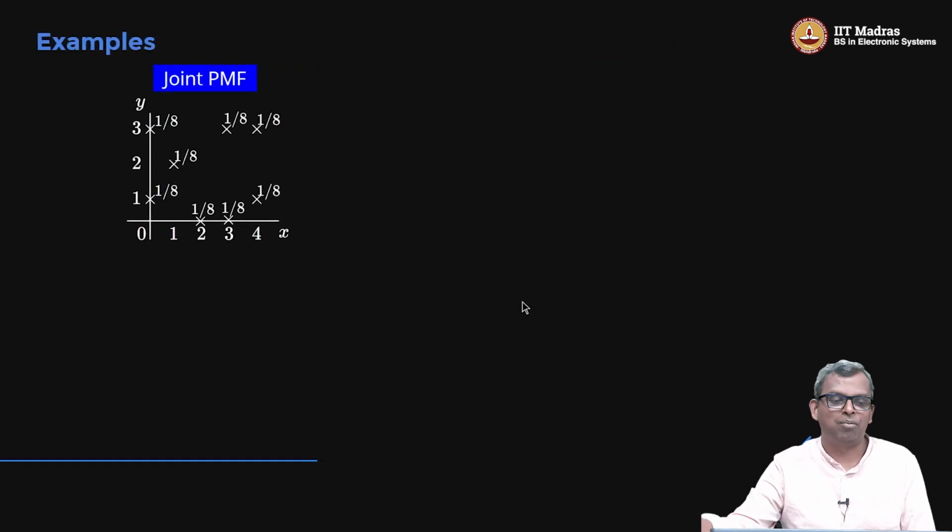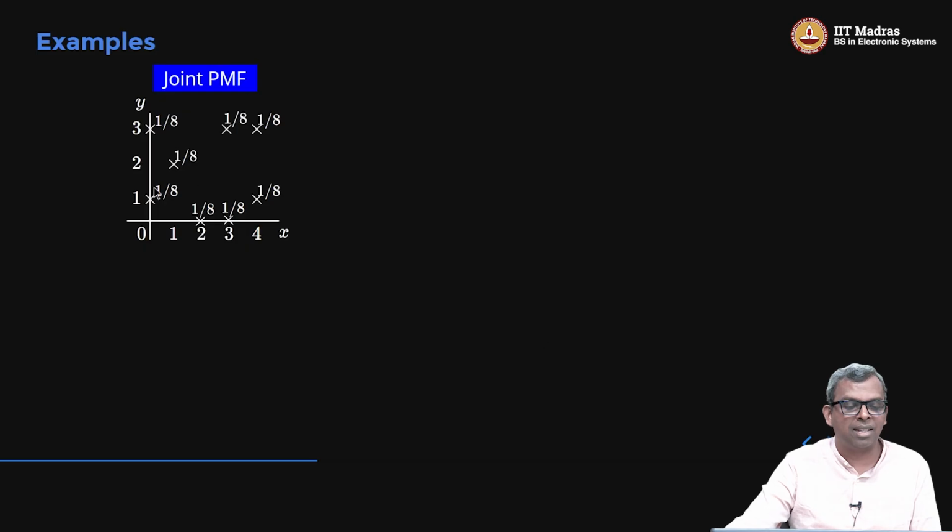Here's an example. Let's just go through this example once again. This kind of example is nice to figure out. Here is a joint PMF. I am visualizing it as masses at particular points. There are 8 points here: 1, 2, 3, 4, 5, 6, 7, 8.